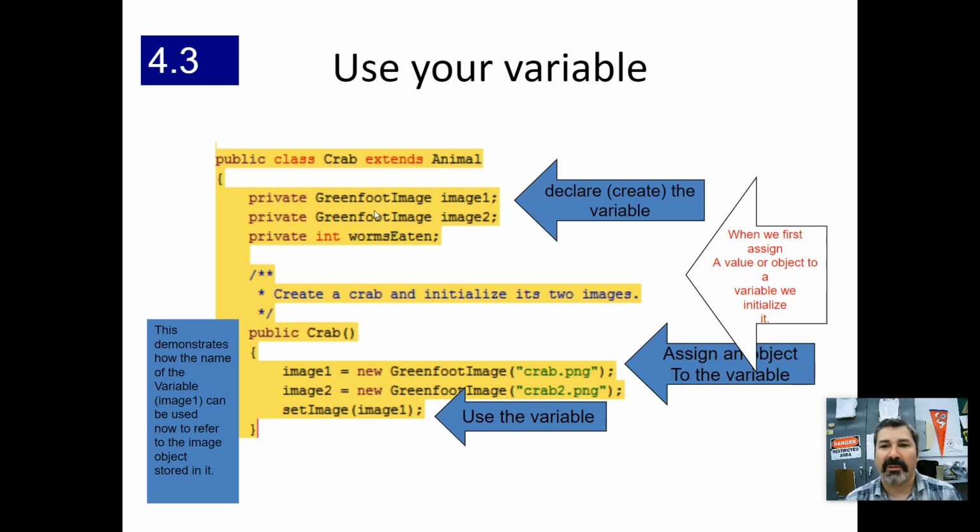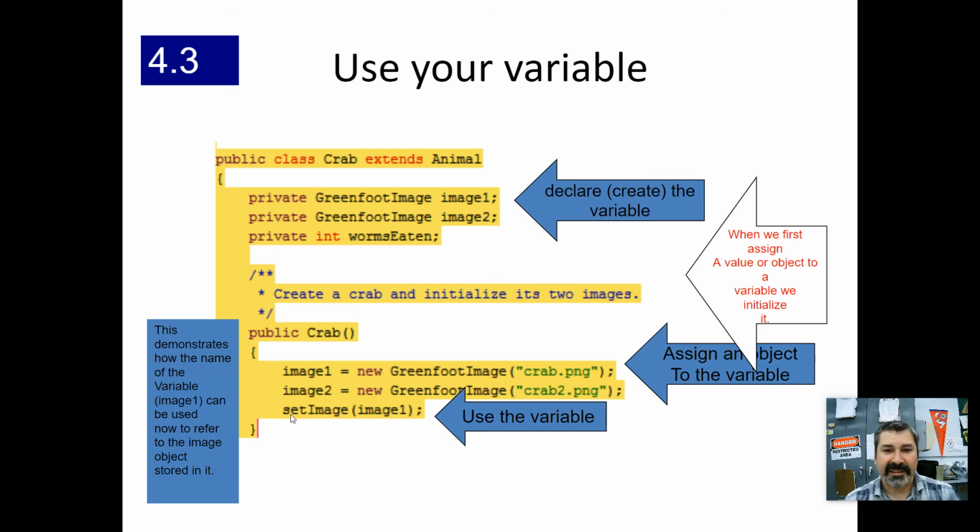Okay, so we declare the variable. Put this in your handouts. When we first assign a value or object to a variable, we initialize it. Okay, so we're declaring it in this thing right here, and here we're initializing it. We're putting something into our empty box. And then finally, we're actually using it.